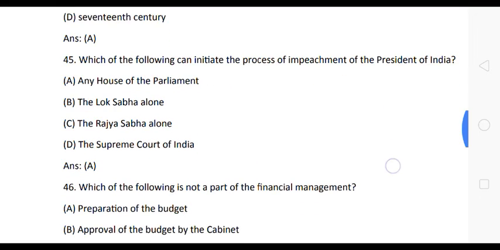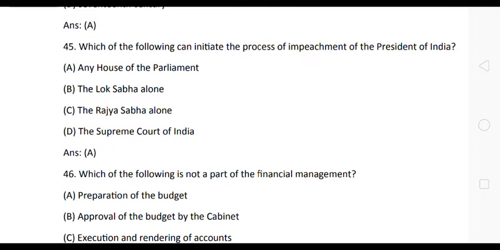The next question is, which of the following can initiate the process of impeachment of the President of India? Very important question. But the correct answer is option A, any house of the parliament.